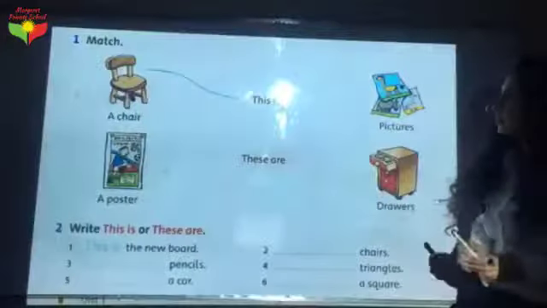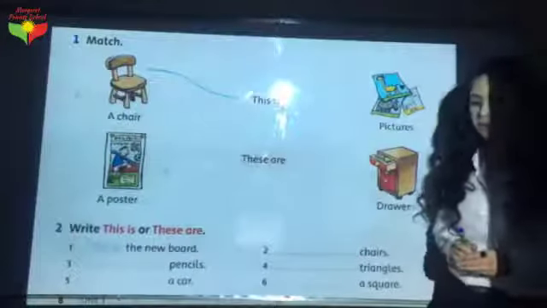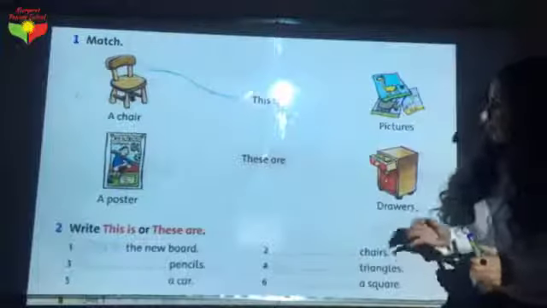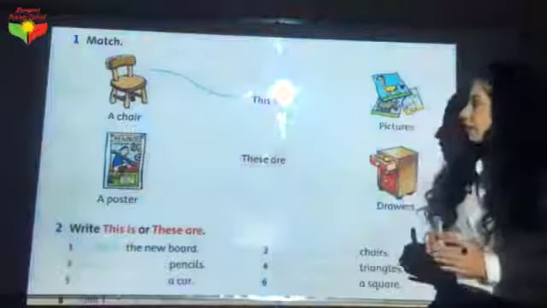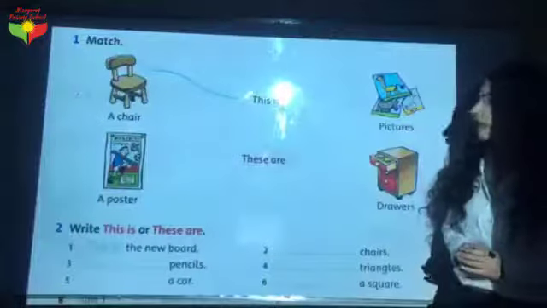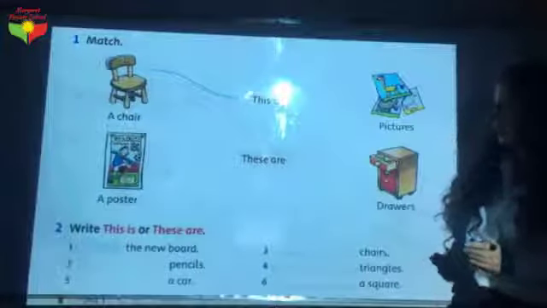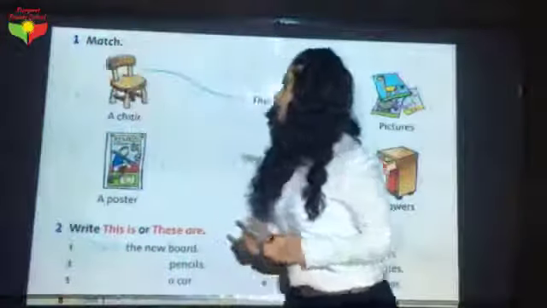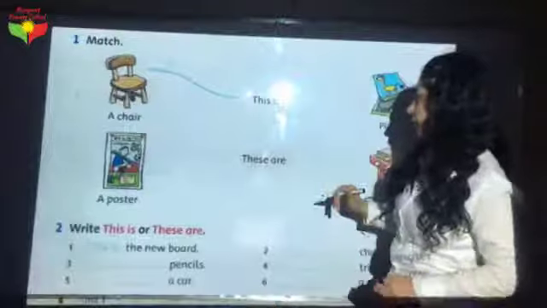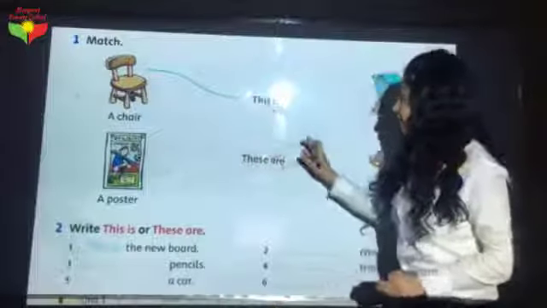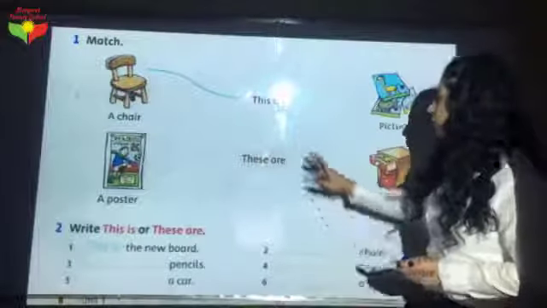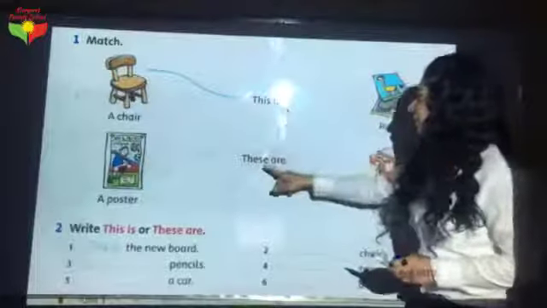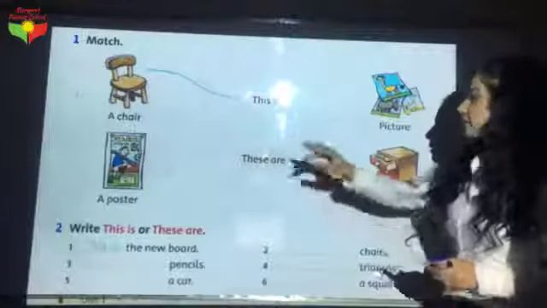Now, dear students, open your grammar book, page number 8. We have some exercises about this, these, those, and that. We have to do them together. Now, the first one, match. Okay, look at here. We have this is and these are. We have to match this is and these are to these pictures.